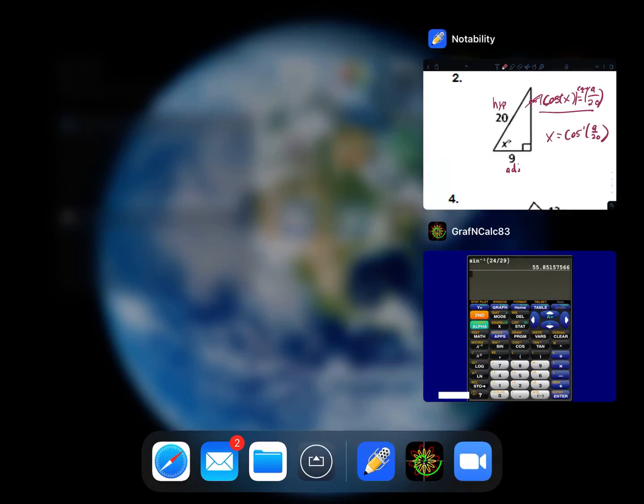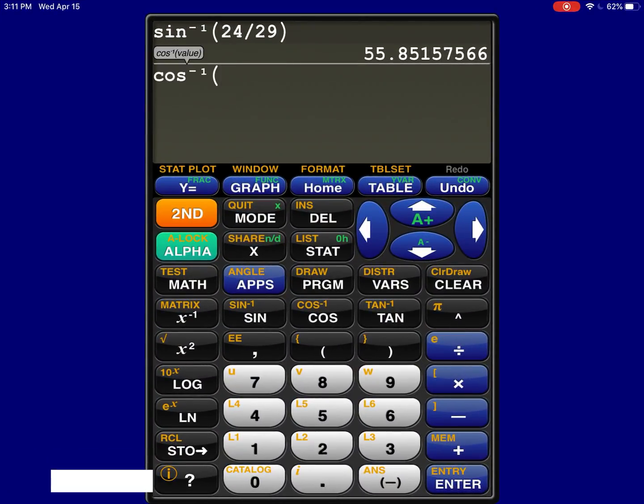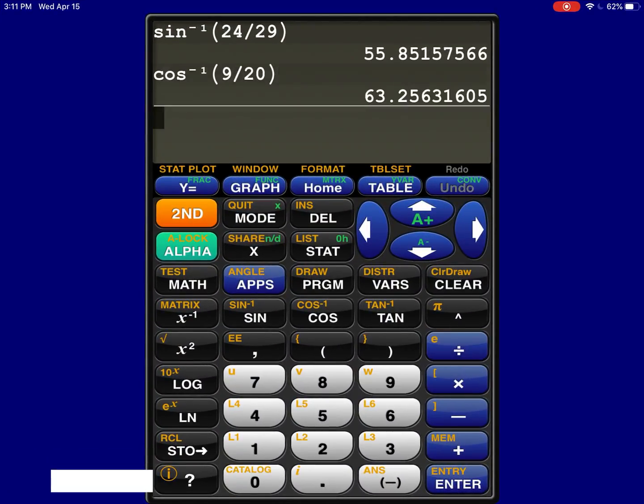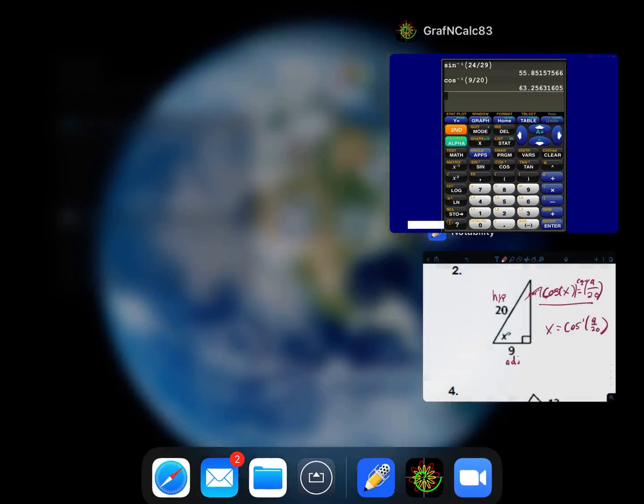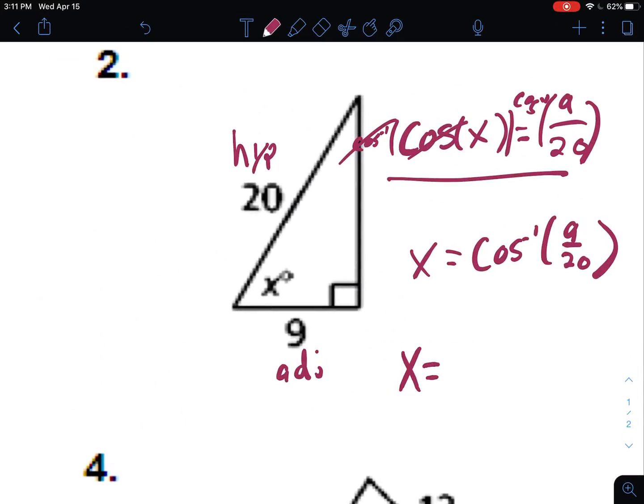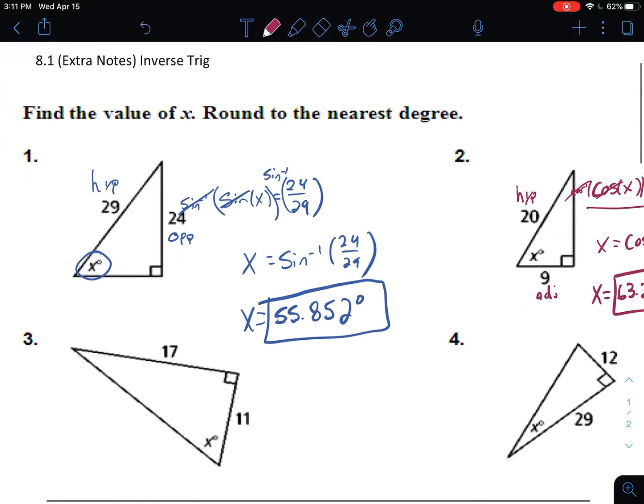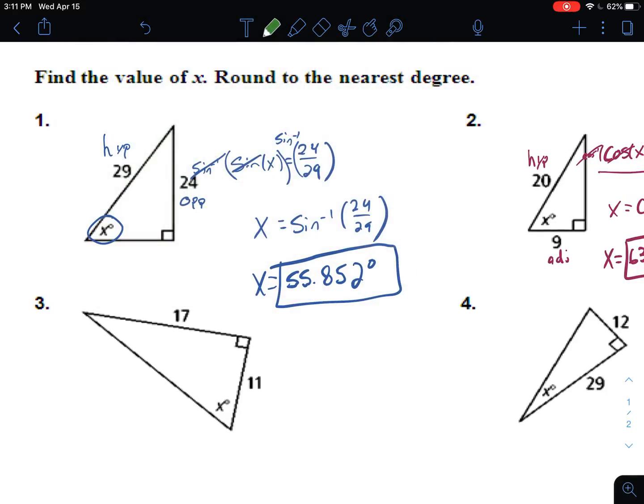Type this into our calculator. So second cosine of 9 divided by 20, 63.256 degrees. So x equals 63.256 degrees. Alright, so that was a sine example. Cosine example, let's see what we got next.